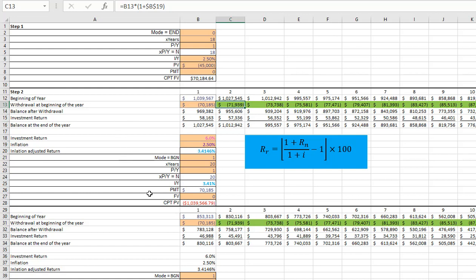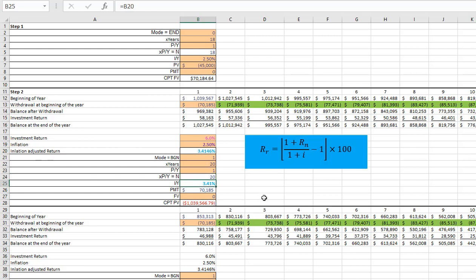So when I do my calculation, we're calculating the present value of annuity due for a stream of payments. My payment is the $70,185, which was my future value from step number one. We're in beginning mode here because the payments are made at the beginning of the year. You can see that withdrawal at the beginning of the year. The periods per year is 1. It's 1 period payment at the beginning of the year, so n equals 20.